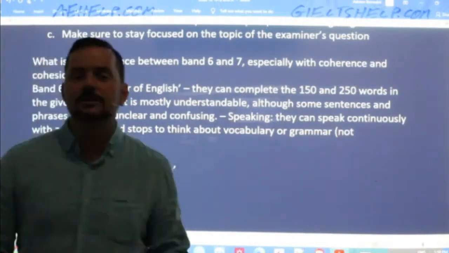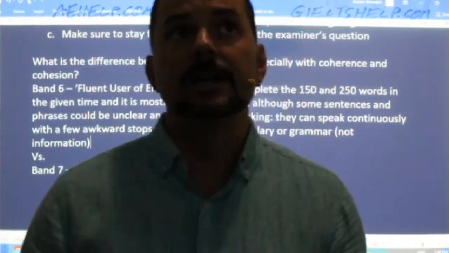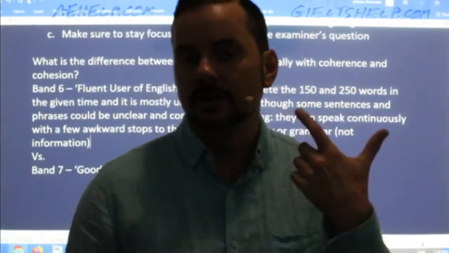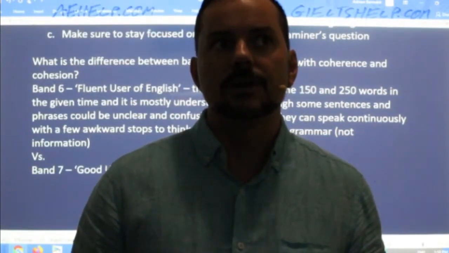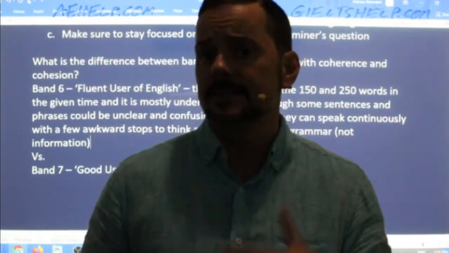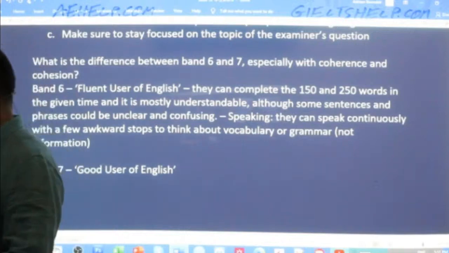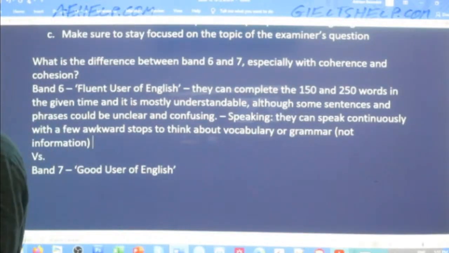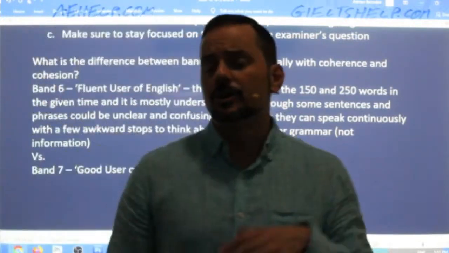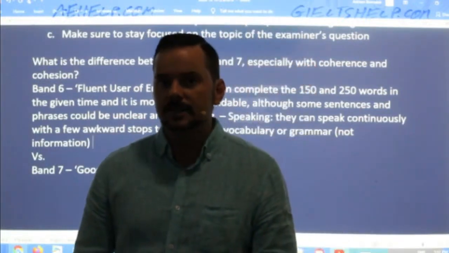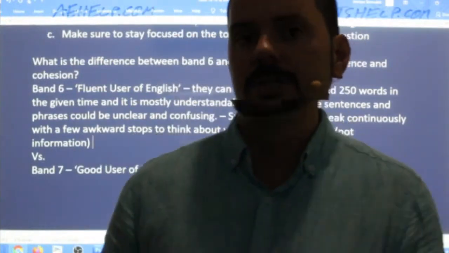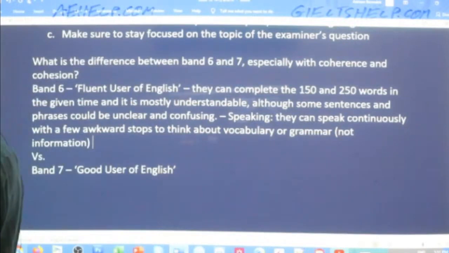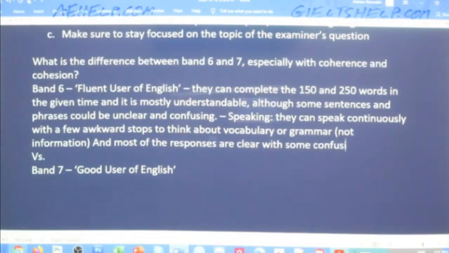Not information, okay? Stopping to think about information, like saying, just give me a second to think about that, is okay, if I'm thinking clearly about the information. But if I'm stopping because I can't think of the right word to put in the sentence, then that's not being fluent. So if the person stops a couple of times, a little bit for vocabulary and grammar, you can still get a band 6, because you're fluent for the most part. But if you're constantly stopping, and it's clearly not because you're thinking about ideas but because you're stuck for words, then you'll get less than 6. And most of the responses are clear with some confusing sentences.